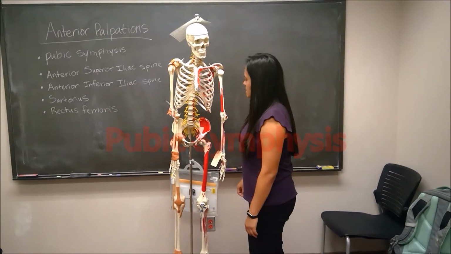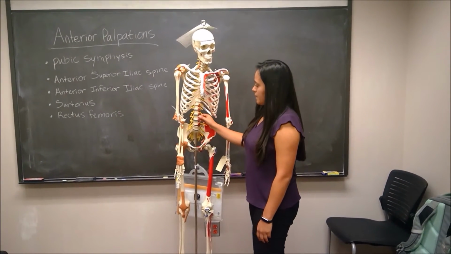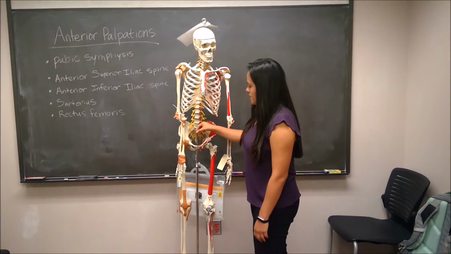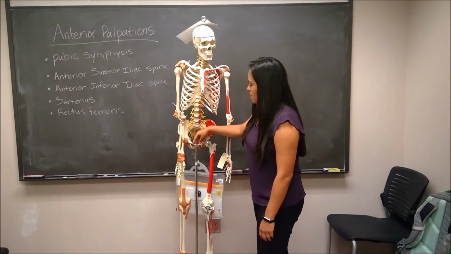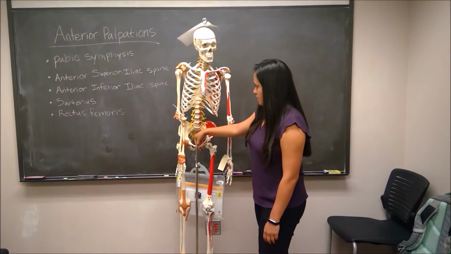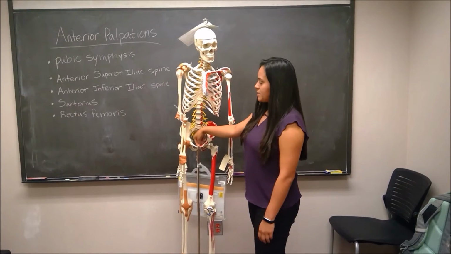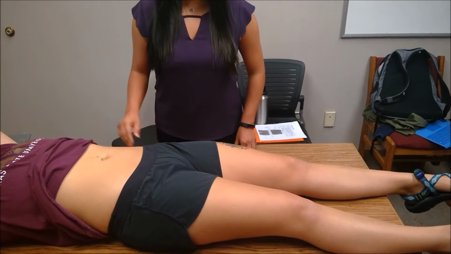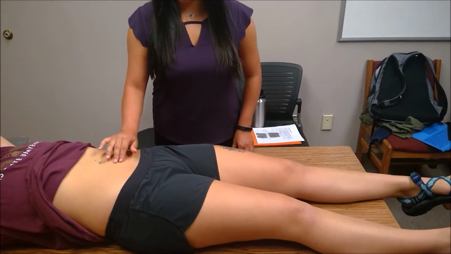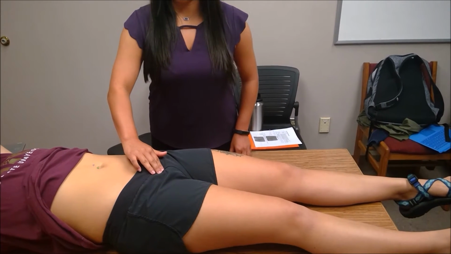The pubic symphysis can be found by finding the umbilicus, and then you run your fingers down until you find two bony prominences, and in between there you'll find the pubic symphysis, which is the cartilage. To find the pubic symphysis, first you'll find the umbilicus, and then you'll run distally until you find a bony prominence.